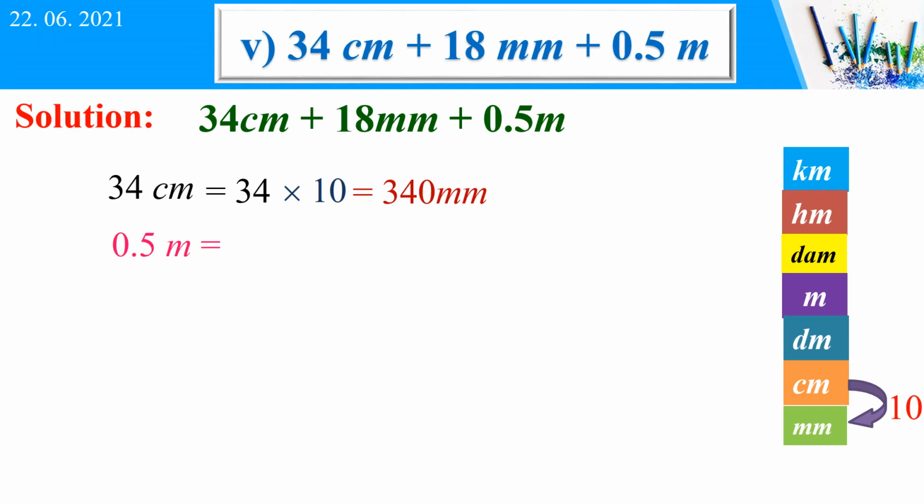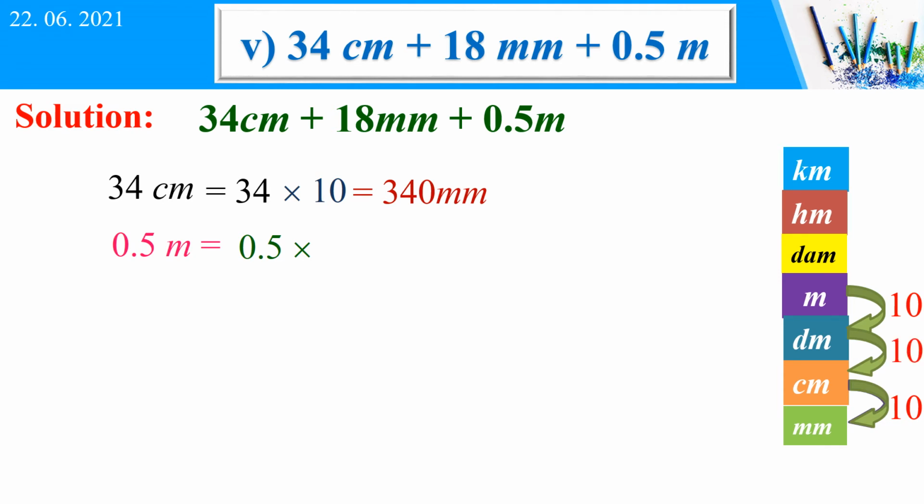Next number is 0.5 meter. Let us see from meter to millimeter how many steps we have to move. From meter to decimeter, the first step, then the next step we are in centimeter, and on the third step we are in millimeter. So we have to move 3 steps. For each step we have to multiply by 10. So from meter to decimeter we have to multiply by 10.